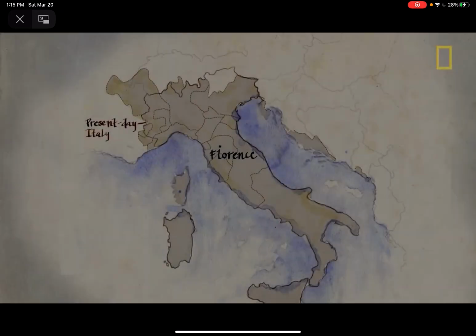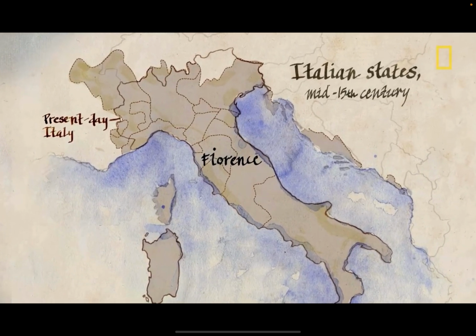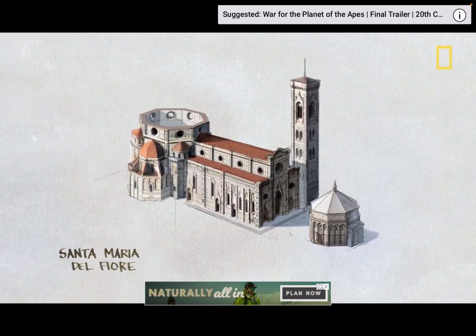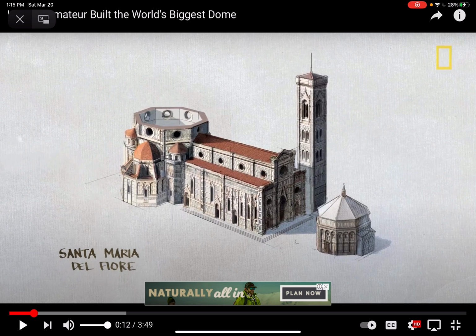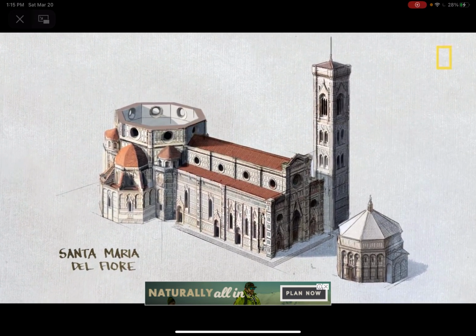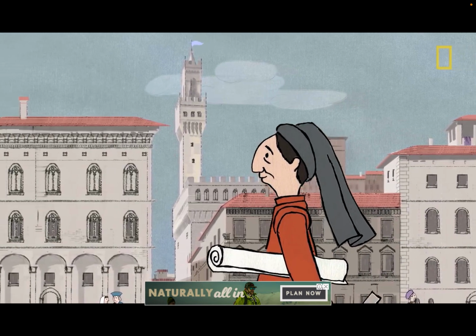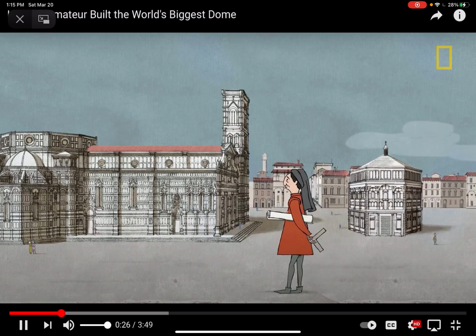Imagine this. It's 1418 in Florence, Italy. You've been challenged to build a great dome for the Santa Maria del Fiore, one of the grandest cathedrals. And you have no formal architectural training. No pressure, right? For Filippo Brunelleschi, a goldsmith and clockmaker, it was the opportunity of a lifetime. He considered the challenge carefully.